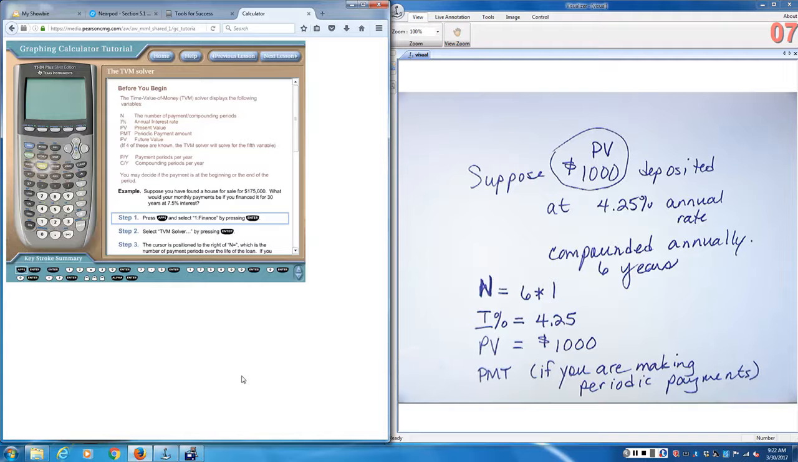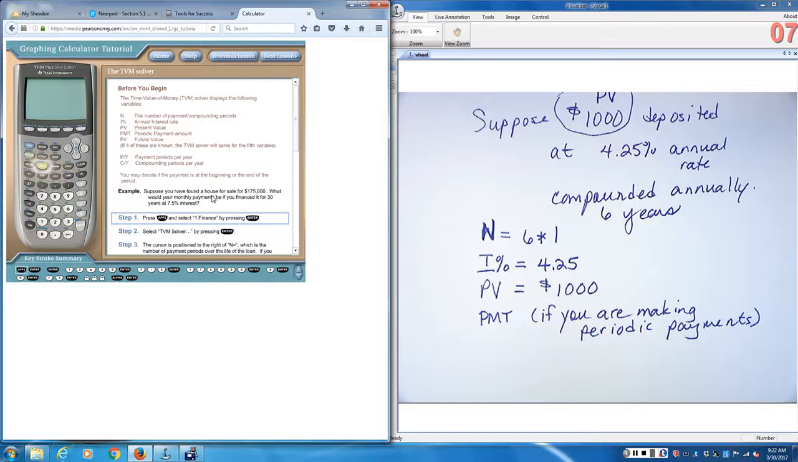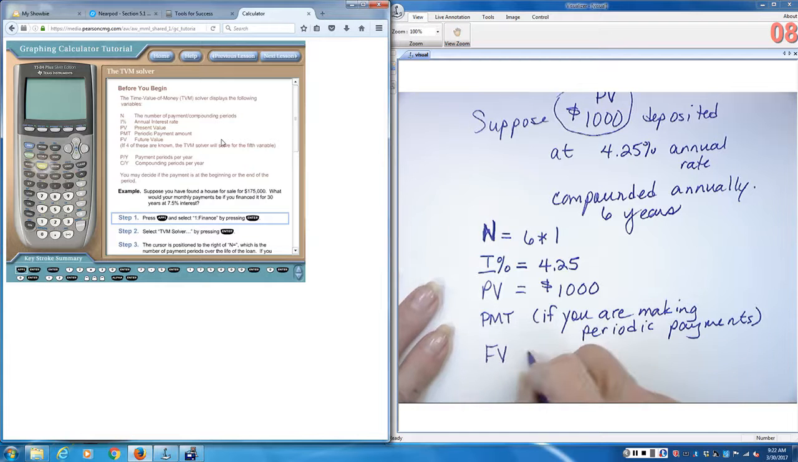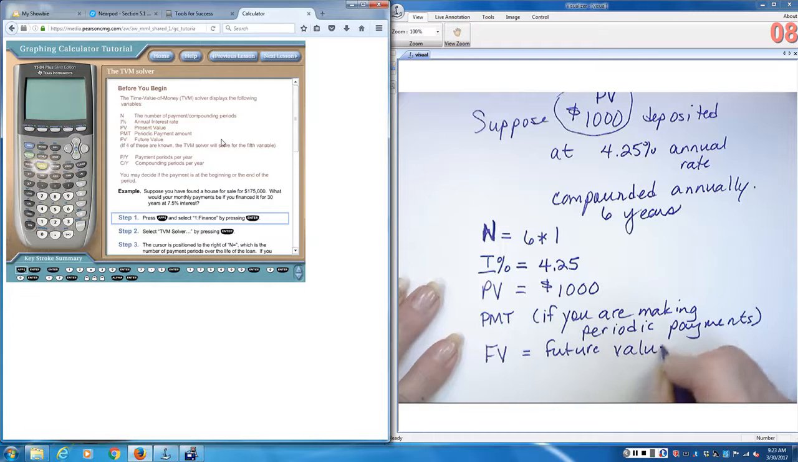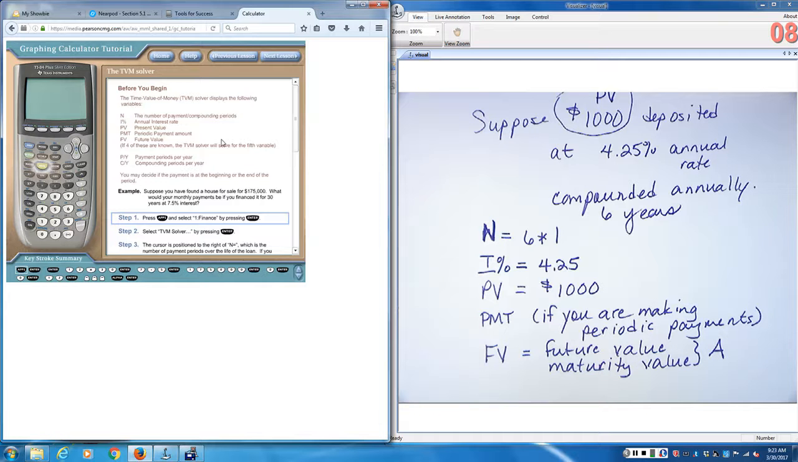Excuse me? The N on the calculator? We're going to go through it, but I'm just showing you how to fill out your information so that you'll be able to do it for each problem. We're not doing the problem yet, okay? And then FV is your future value. Which is also called the maturity value. Is that A? And that's A. Okay. Very good. So in your formula, that's what we always call A.